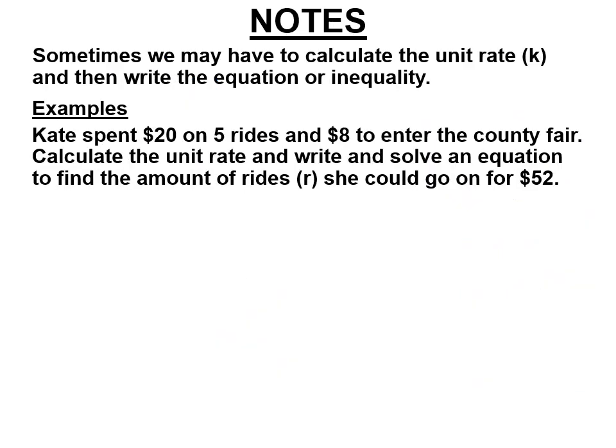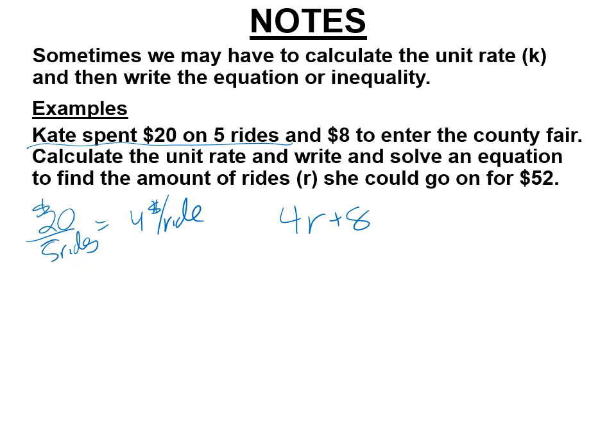Sometimes you have to calculate the unit rate. We've talked about that, right? So Kate spent $20 on 5 rides. So if she spent $20 on 5 rides, she's spending $4 per ride. Okay, so it's $4 per ride plus $8 to get in. All right, and we have exactly $52.